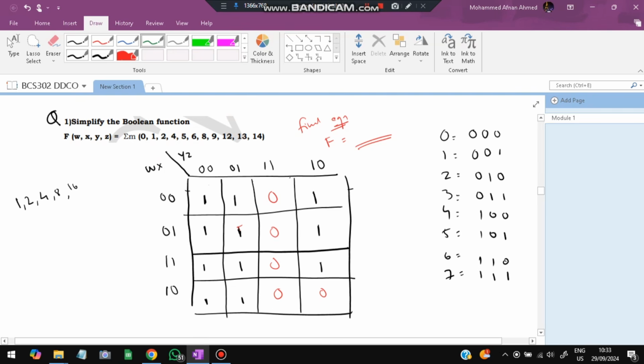So one maximum group can be this. Obviously it has 8 values here. This is one maximum group. And the second maximum group can be taking 2 values from here and 2 values from here. And another maximum group can be taking 2 values from here, none of them should be left out, and 2 values from here. These are the three groups which you can form using the K map. So let's take them one by one.